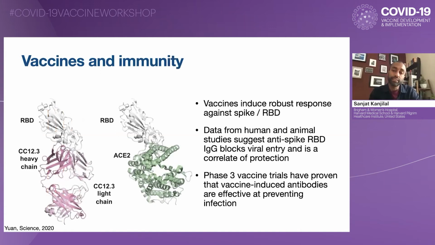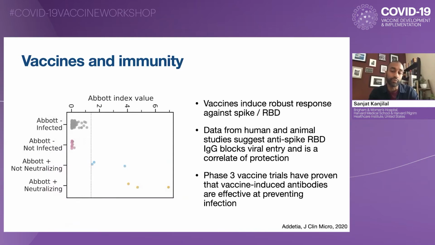And we know that vaccines induce a robust response against the spike protein and RBD. So now instead of natural infection, we're targeting just a single component of the virus through the vaccine. And data from human and animal studies suggests that anti-spike receptor binding domain IgG blocks viral entry and is a correlate of protection. So on the left, I'm showing some biophysical data of the neutralizing antibodies, shown in pink here, binding the receptor binding domain at almost the exact same site and same conformation where the receptor binding domain binds the human ACE2 receptor on the cell.